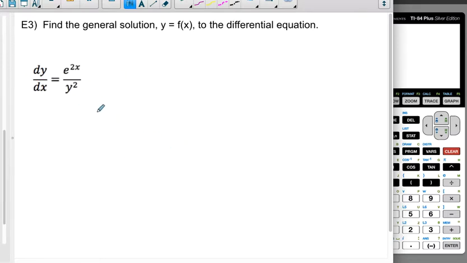All right, let's get a little bit trickier. So we're going to find the general solution to this differential equation. Again, this is code for solve for y. So when I'm done, I have to solve for y. So let's separate my variables.